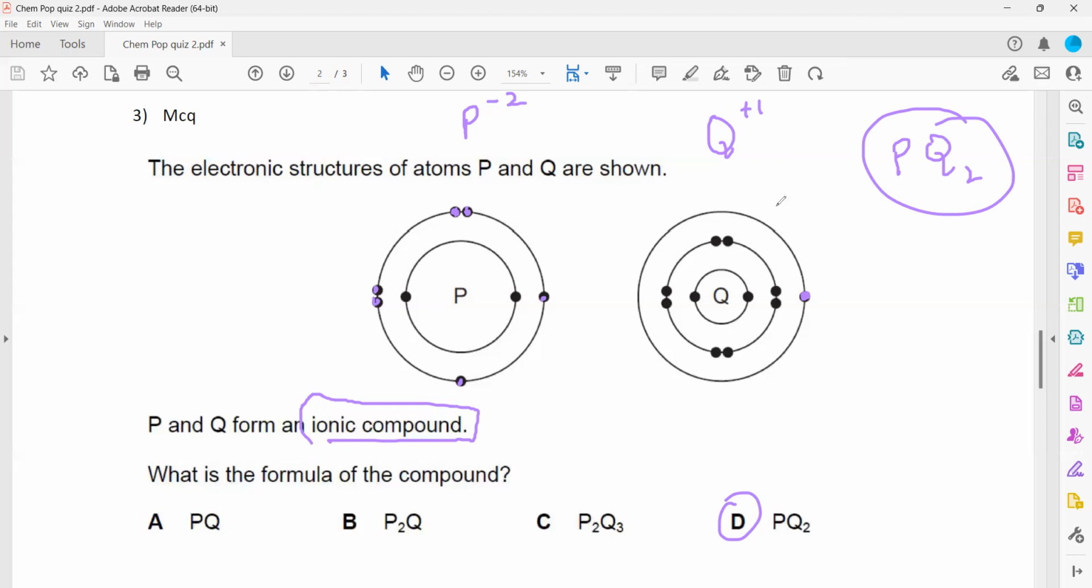Is it clear, question 3? Yes, sir. Okay.